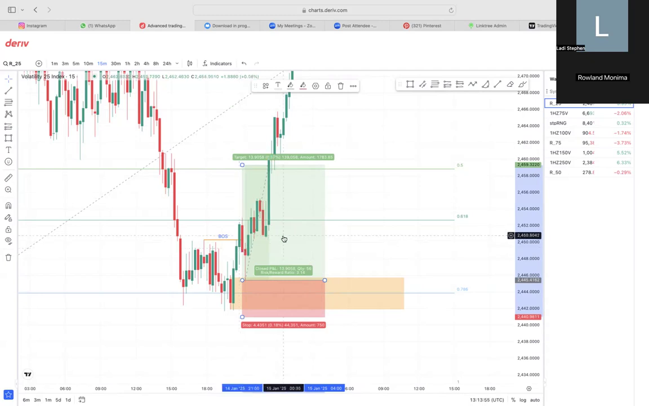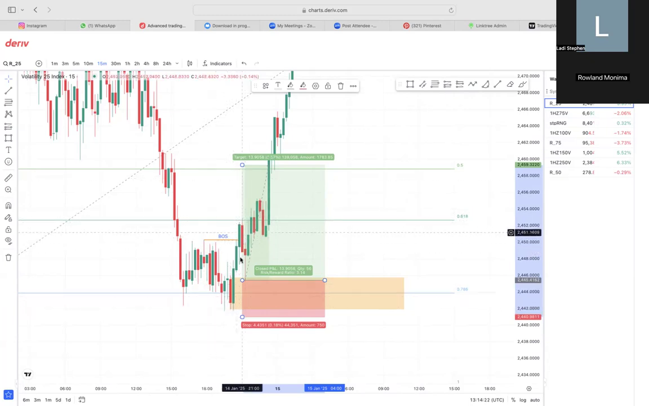You need to just be targeting 3 times your risk and get out of the market. You don't need more than that. Focus on that for now. For now. So you get involved, you put your stop loss below that low that broke the high.